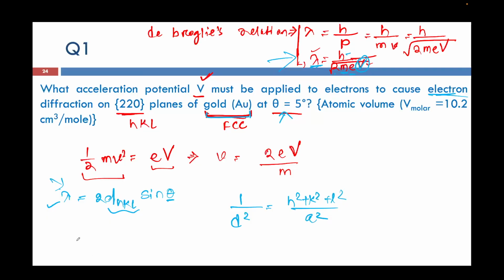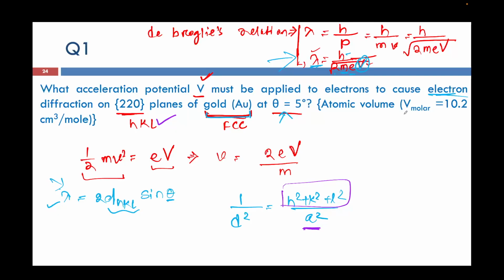Now I will see whether all these expressions are given to me. h square plus k square plus l square I can find out because I know hkl, 220, right? But how do I know a square? A square is not there. A means the lattice parameter. So how will I calculate a here so that I will put it?